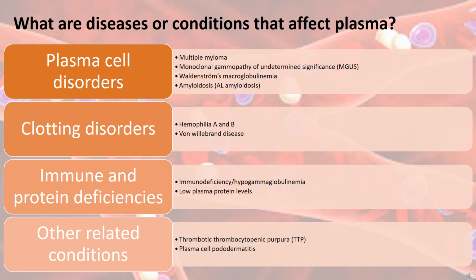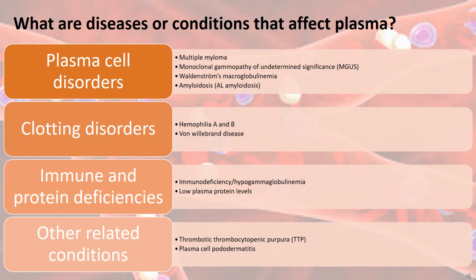Immune and protein deficiencies. Immunodeficiency includes hypogammaglobulinemia, insufficient levels of antibodies, immunoglobulins, in the plasma, which severely limits the body's ability to fight infection. Low plasma protein levels, often linked to liver or kidney disease, where the body cannot produce or retain essential proteins like albumin.